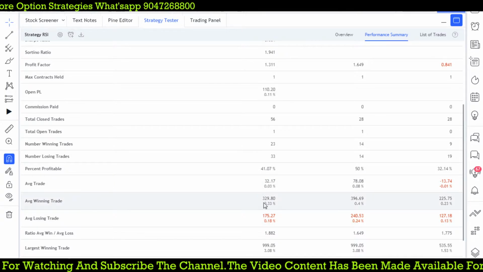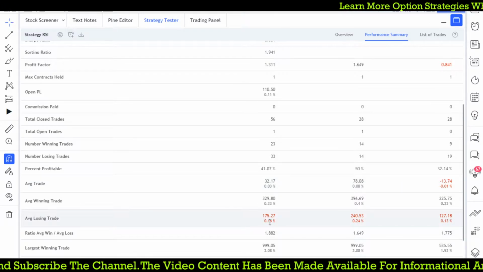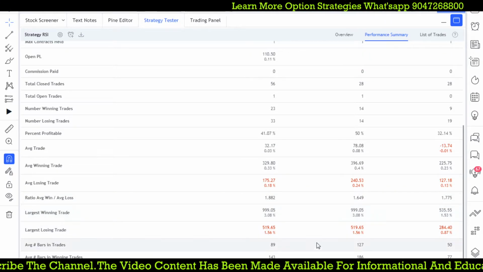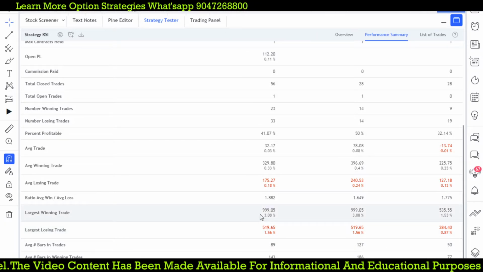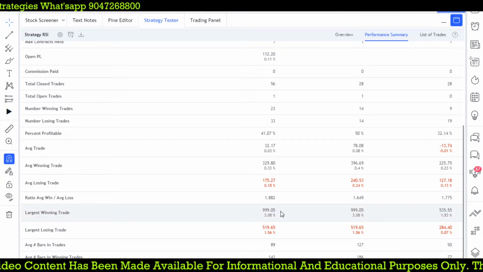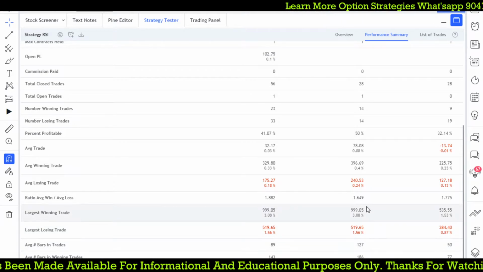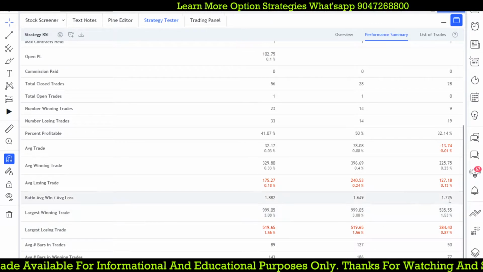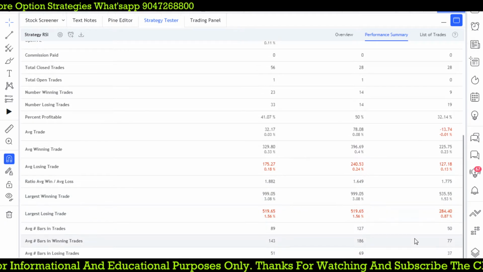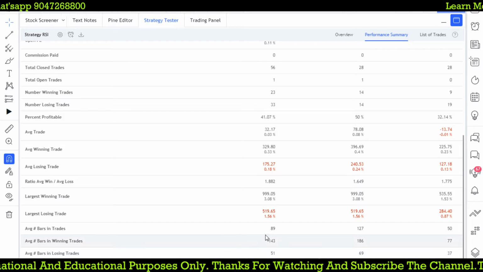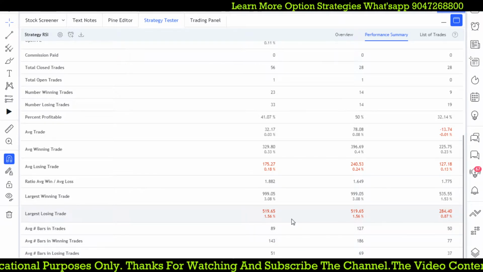Average winning trade is around 329 points and average losing trade is around 175 points. The largest winning trade in a single one is around 999 points. The largest loss is around 519, which happened on the buy side. On the sell side, the largest loss is around 284 points. Okay, you can also check how many bars it took for the result, that is, for a trend change.